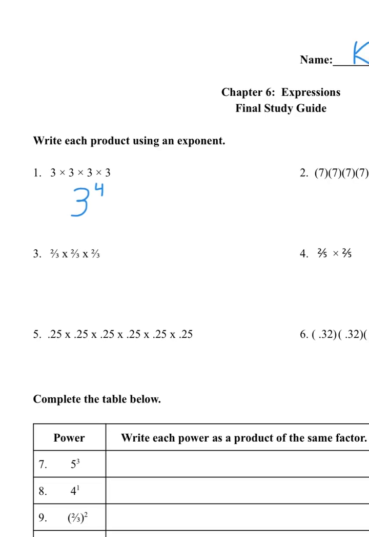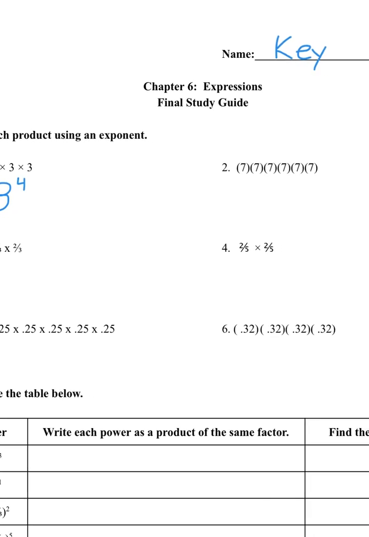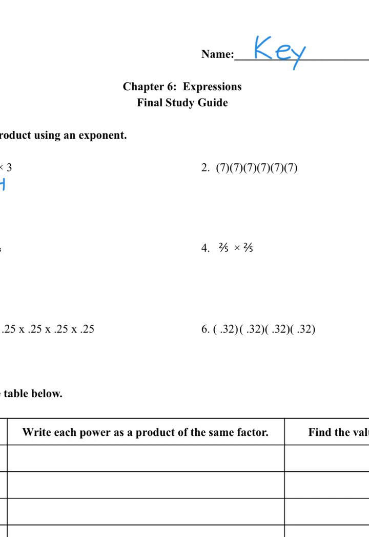Those are equivalent. Looking at number 2, it is 7 times 7 times 7 times 7 times 7 times 7. Remember, the parentheses still mean multiplication. They stand in place of an X or the dot, meaning multiply. So there are 6 7's here, so we're just going to write 7 to the 6th power.